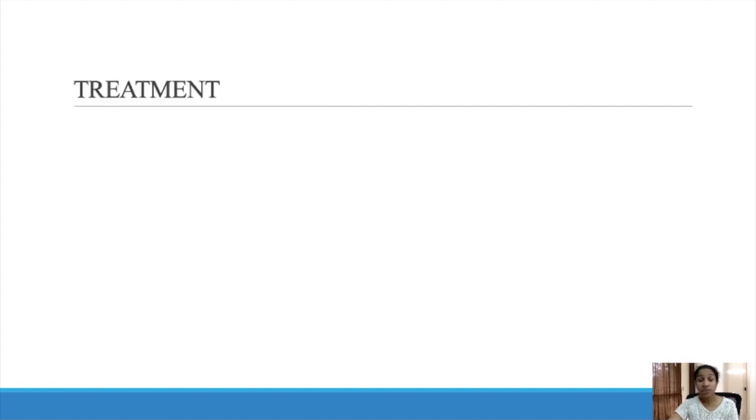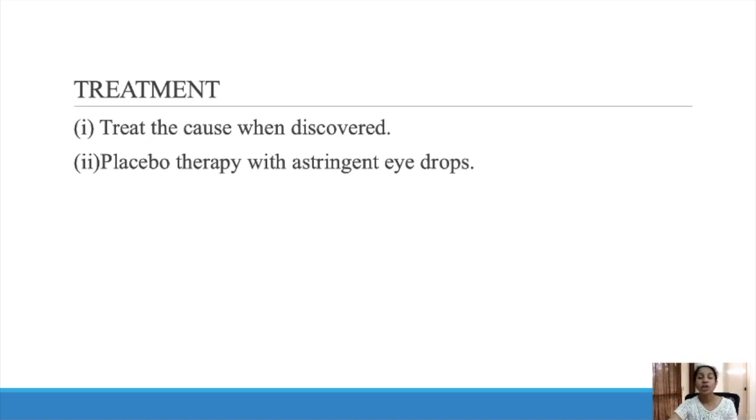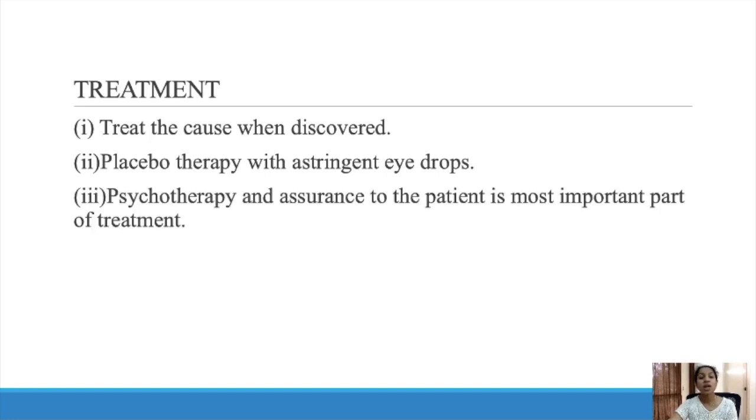Next comes the treatment. Treat the cause when discovered. What is the associated disease or causative factor? We have to treat that. Placebo therapy with astringent eye drops, because we said already it will get absorbed by itself, but the patient will get scared by seeing this. The patient will panic, so we have to give something. So they used to give astringent eye drops. Psychotherapy and assurance to the patient is the most important part of the treatment. So give assurance to the patient that it will get absorbed by itself.